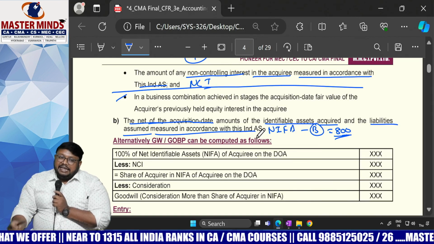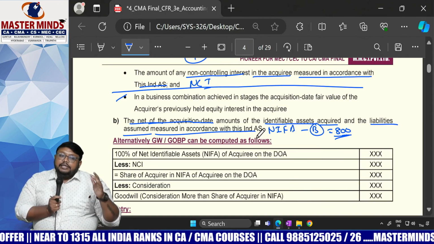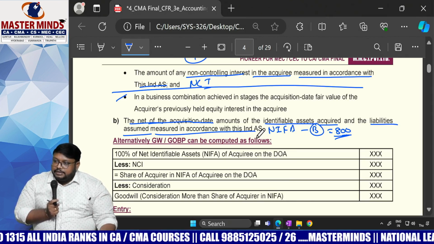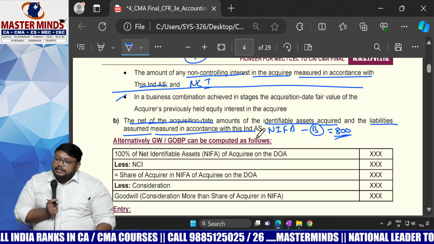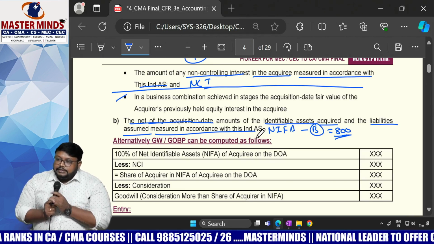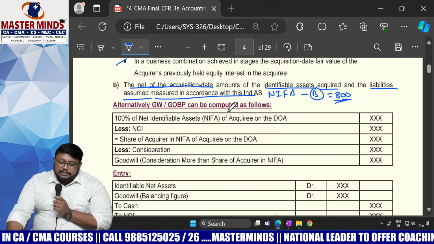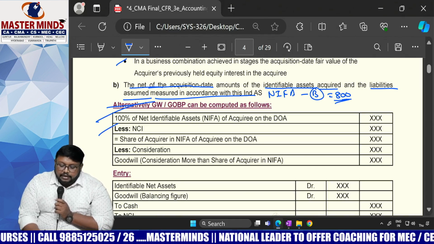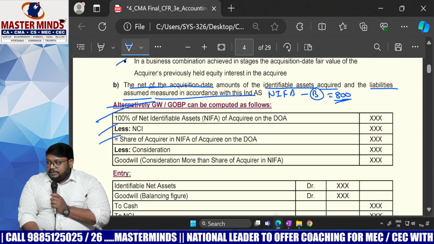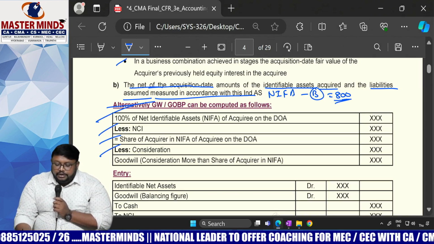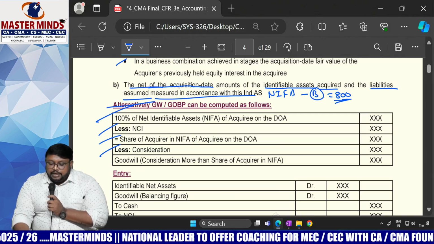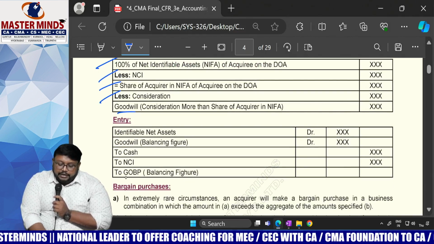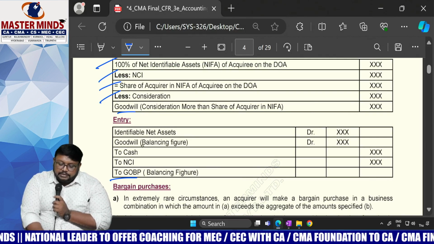Here A means the aggregation of purchase consideration and non-controlling interest, and B is nothing but net identifiable assets. This is one method. Alternatively, we have another: 100% net assets minus NCI, which gives us the share of the acquirer, the parent share. From the parent share we remove the consideration. If consideration is more than parent share, we get goodwill. If less than parent share, we get gain on bargain purchase.